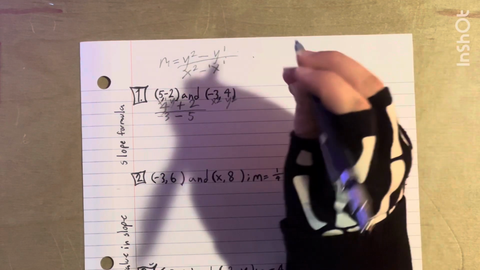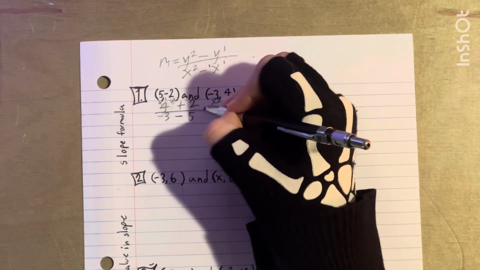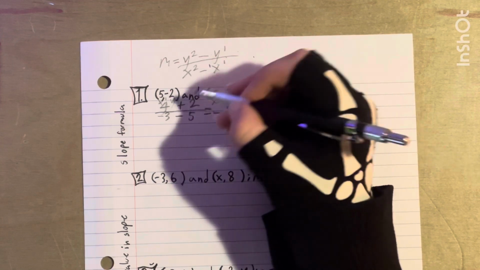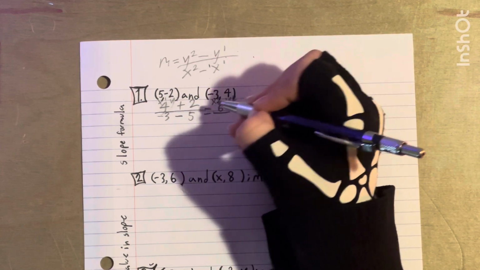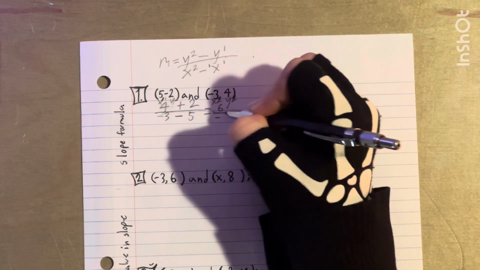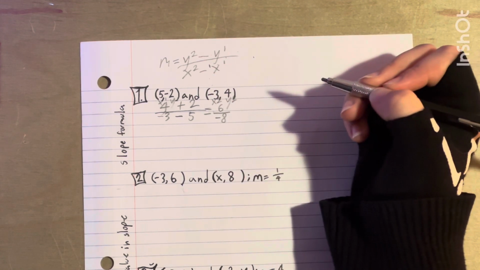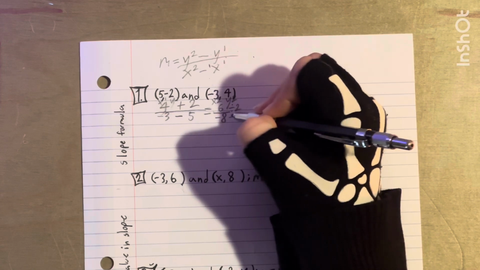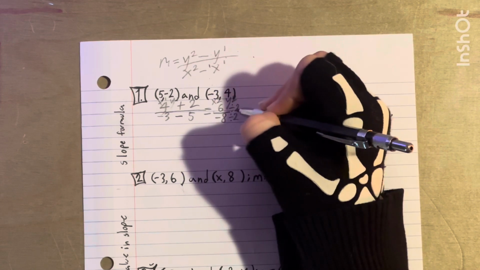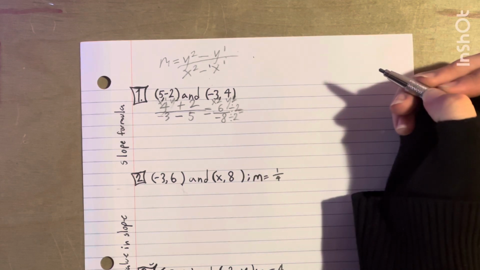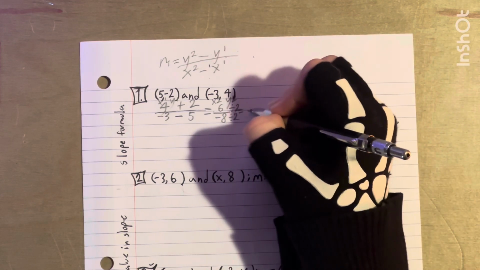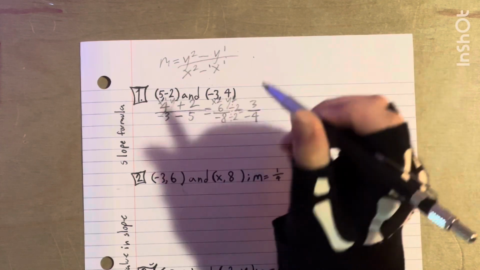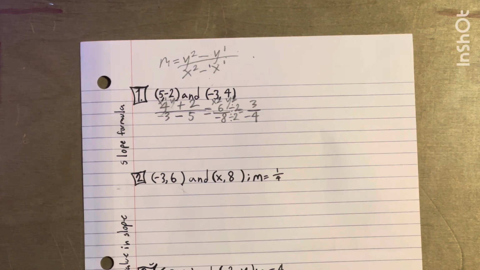And then we subtract everything. So you get 4 plus 2 equals 6. -3 minus 5 equals -8. You can then make that even smaller by dividing both sides by 2. And then you get 3 over -4. That is basic slope formula.